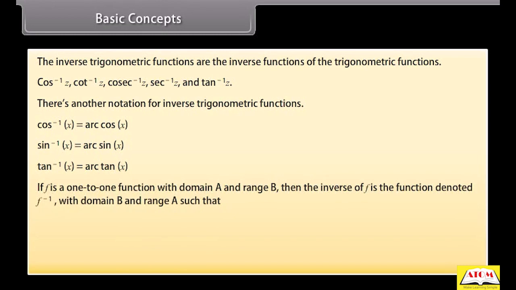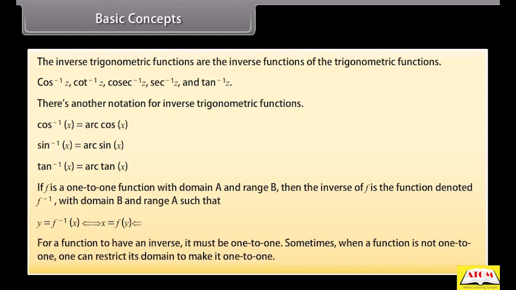Recall that if f is a one-to-one function with domain A and range B, then the inverse of f is the function denoted f⁻¹ with domain B and range A, such that y = f⁻¹(x) if and only if x = f(y). For a function to have an inverse, it must be one-to-one.